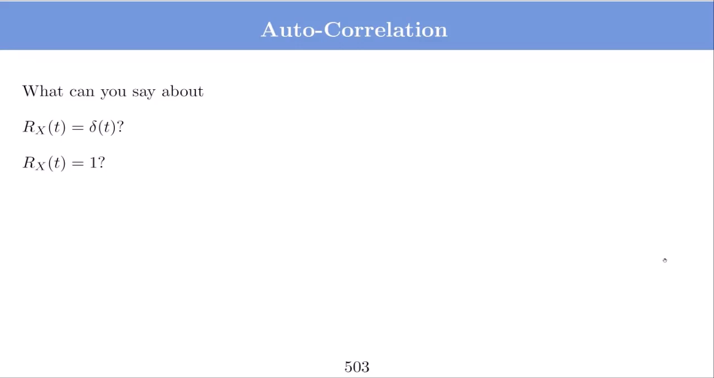Similarly, let's take another example when Rx(t) is 1. So what do we get from that? Rx(t) = 1 means the correlation is always 1, right? This may show an example where the signal is constant. This means you are able to guess the value always from the value of the random process at one time instant.